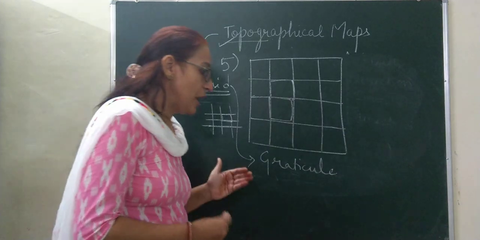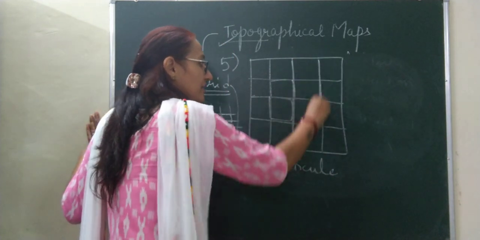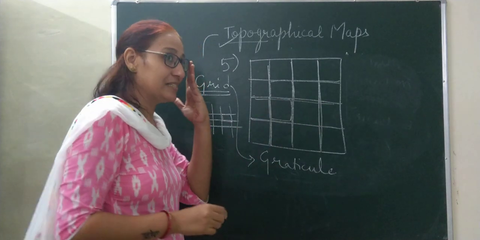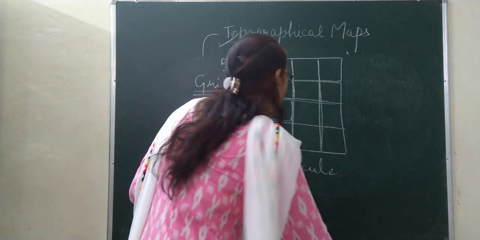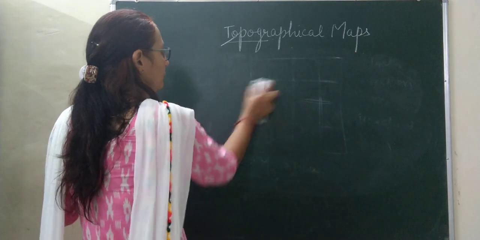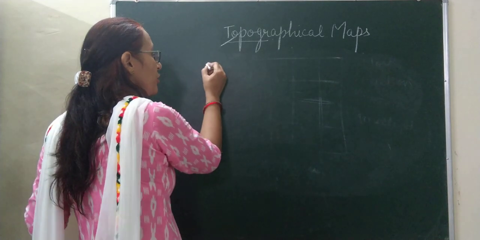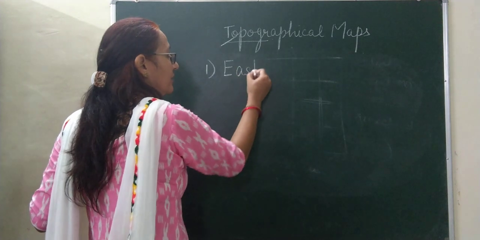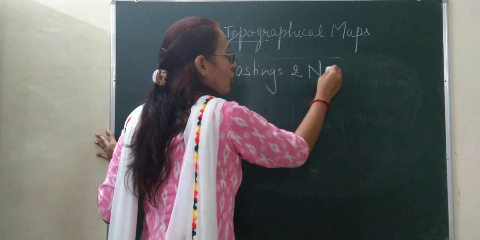So now we'll learn about these lines here, these longitude lines, these standing lines and these sleeping lines. What we call these lines in a topographical map. So let's learn about a very new term for you under this heading, topographical map. So today you will learn what is easting, eastings and northings.